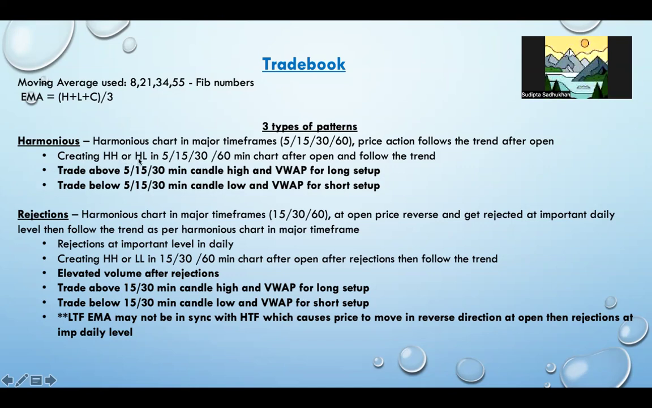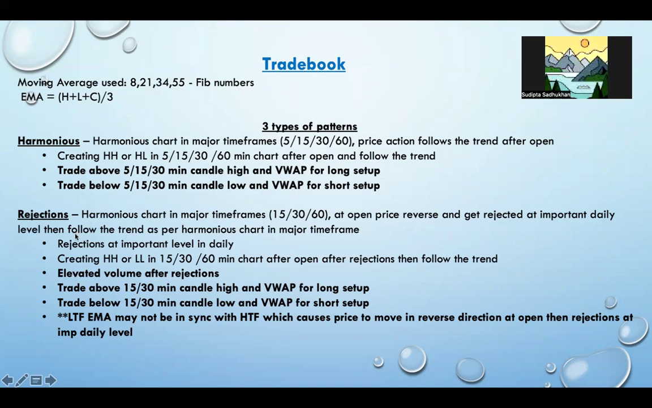It creates higher highs or higher lows in the 5, 15, 30, and 60-minute charts after open and follows the trend. Trade above the 5, 15, and 30-minute candle high and VWAP for a long setup, and trade below the 5, 15, 30-minute and below VWAP for a short setup. This is the primary criteria for any of the setups I'm using.